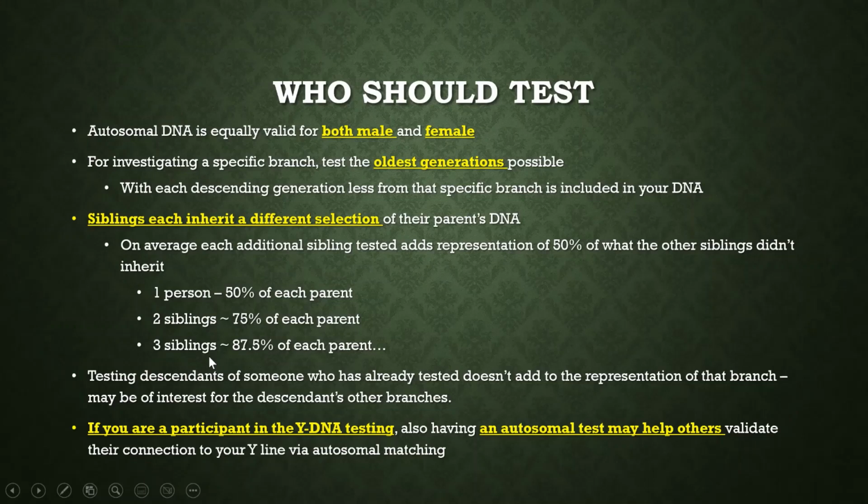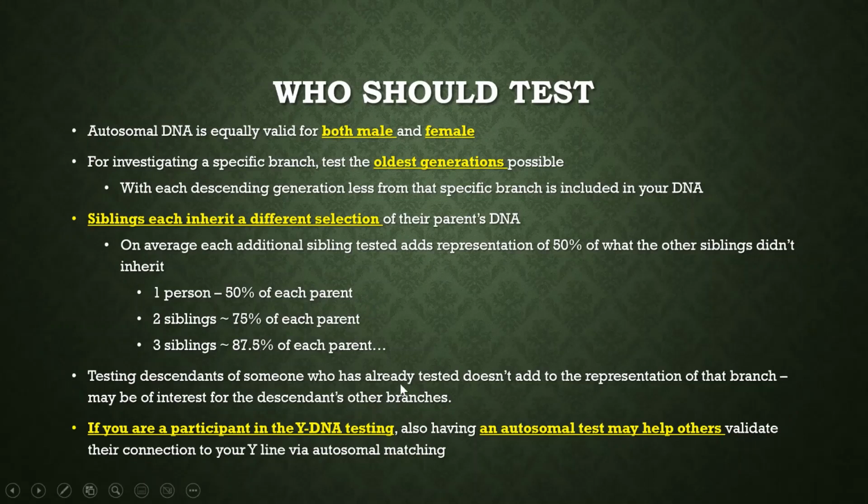So the more siblings you can test, the greater representation of what their parents would have had that you'll get, but it's decreasing returns. Once you have a good number of siblings, you're only going to get a little bit more with another sibling. And a similar concept applies with cousins. Just like each additional sibling represents more of their parents, each additional cousin will represent more of their grandparents. So if you don't have siblings, you could test cousins to get additional representation that you don't have. They'll have inherited some of your grandparents' DNA that you didn't have.